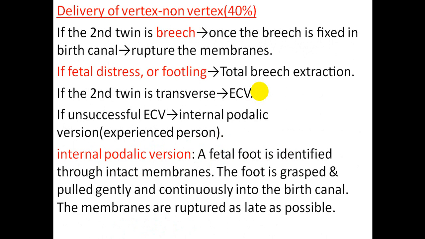Delivery of vertex, non-vertex twins, 40%. If the second twin is a breech, once the breech is fixed in the birth canal, rupture the membranes. If fetal distress or footling, do total breech extraction. If the second twin is transverse, either external cephalic version or internal podalic version should be done by an experienced person. In internal podalic version, a fetal foot is identified through intact membranes. The foot is grasped and pulled gently and continuously into the birth canal. The membranes are ruptured as late as possible.